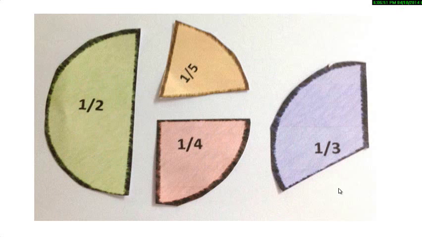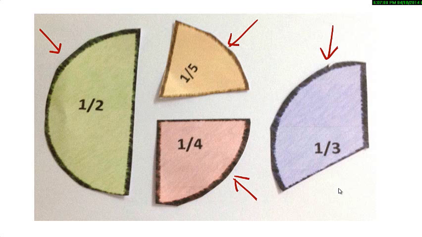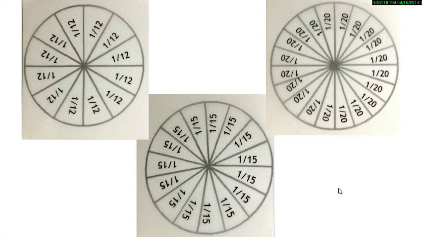Today you're provided with a lab observation sheet and a number of cutouts of sectors of circles. You are given cutouts of half, 1/5, 1/4 and 1/3 and butter paper cutouts of circles which are divided into 12, 15 and 20 parts.